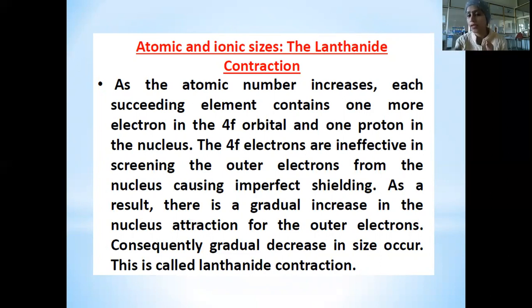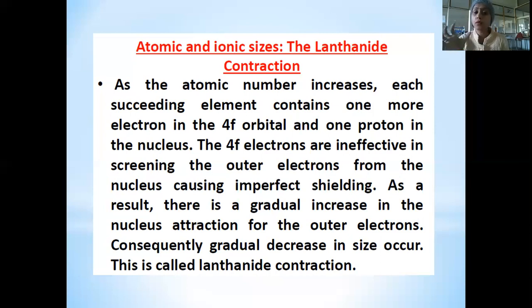Why? Because the incoming electron is experiencing some kind of force of attraction from the nucleus. So because of this attraction, the size contracts or the radius decreases. That is why there is a decrease in the atomic size with the entering electron. As the atomic number increases, each succeeding element contains one more electron in the 4f orbital and one proton in the nucleus. Now the 4f electrons are ineffective in screening the outer electrons from the nucleus, which causes imperfect shielding. And because the shielding is imperfect, there is more attraction.